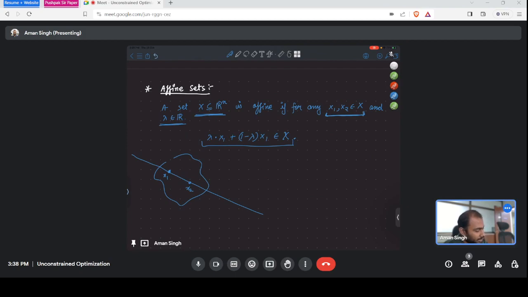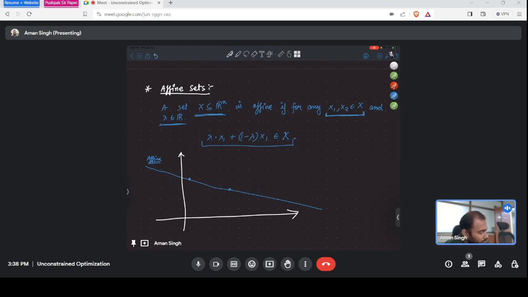It should contain all the points on the line joining those two points. If you look closely, if I have any two points in R^2, a line passing through them is an affine set in R^2. So let's say we are talking about the two-dimensional plane. We have two points and a line joining them; this is the smallest affine set that contains these two points.